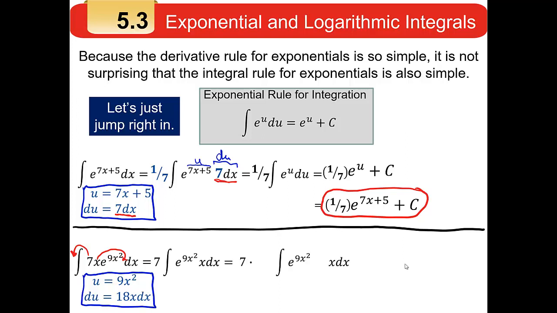But I'm still missing an 18. So I'm sort of leaving room here. I know I need to put an 18 in there by the dx, by the x dx. I can do that as long as I put a 1/18 on the outside, which will eventually get multiplied by that 7.